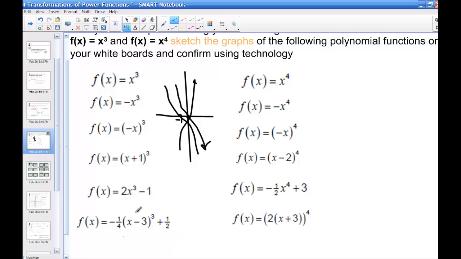My next example has a vertical compression of 1/4. So I'm multiplying my y values by negative 1/4. I'll be reflected and vertically compressed. My k value is 1. I'm moving to the right 3 units, and I'm moving up 0.5 or 1/2. So technically my graph should look something like that.